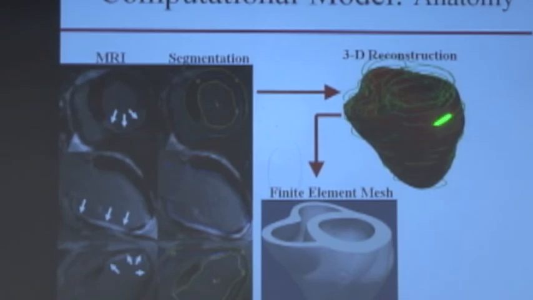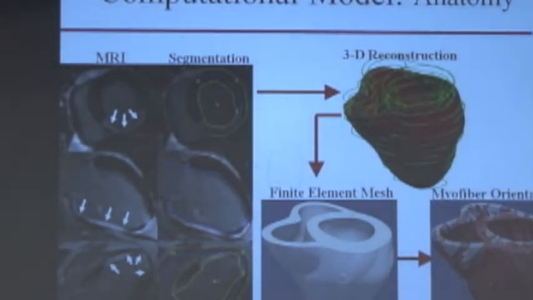Then it's loaded into a finite element mesh, and then myofiber orientation is put into the model. This is not from diffusion tensor MR on this particular heart. Basically, the diffusion tensor MR, which gives you fiber orientation and fiber direction, was done on standard hearts, and then they were morphed onto this. It seems to work surprisingly well, but again, it's a standard morphing process, and it's a potential limitation of this modeling approach.